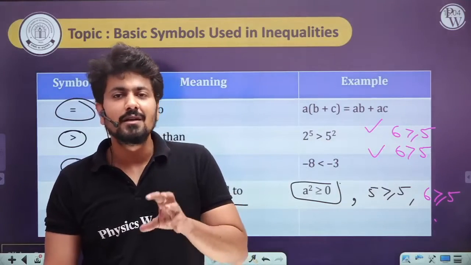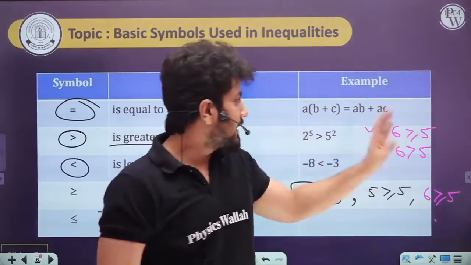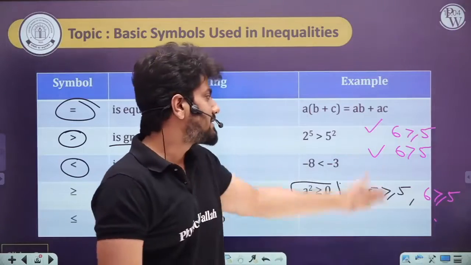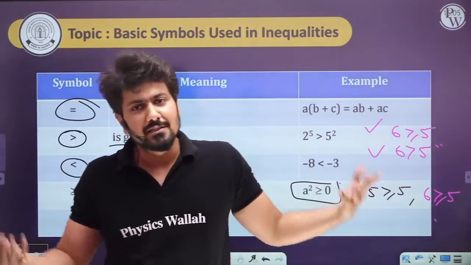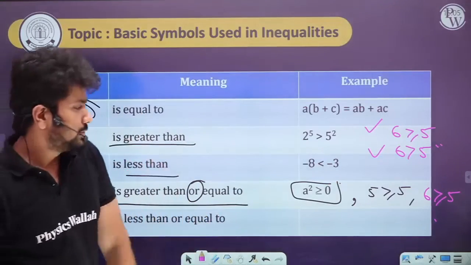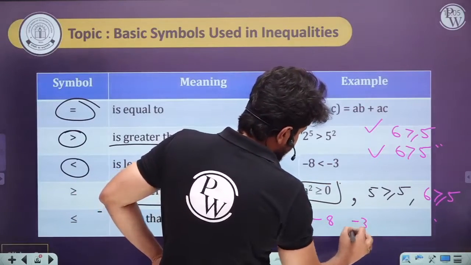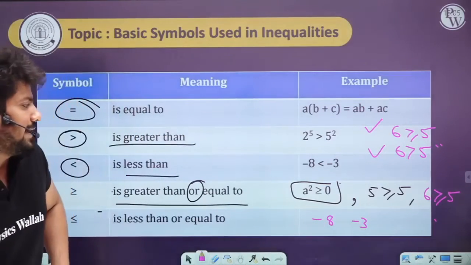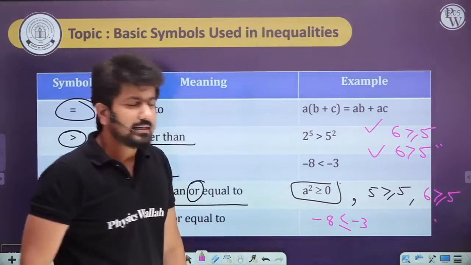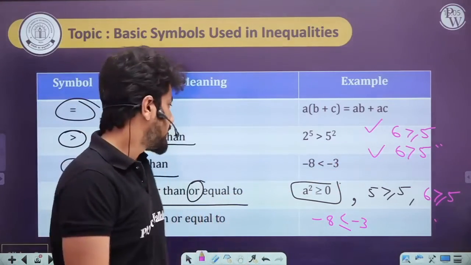The meaning of the symbol is or. Greater or equal. So it is greater. We can definitely see that 6 is greater than 5. So yes, this symbol works over here. Then we have the symbol of less than or equal to. You know where we use this symbol. Suppose there is -8, -3. So -8 is, yes, we can write less than or equal to -3. -8 is less than or equal to -3, or -8 is less than -3. Both these symbols work.